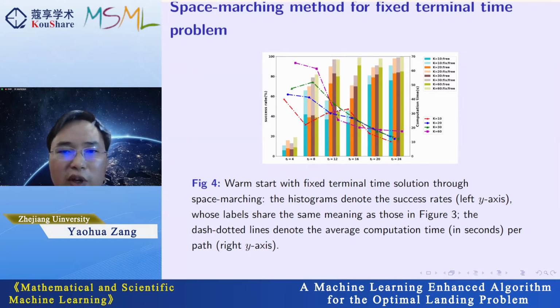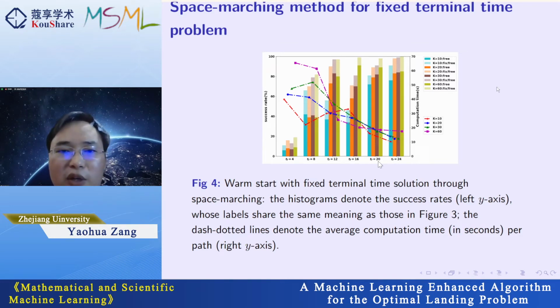From this figure, we can see much information. The first information is that with algorithm 2, the success rate of solving the free terminal time problem and the fixed terminal time problems is improved significantly, which shows the efficiency of algorithm 2. The second information we can see from this figure is that if the space matching step capital K equals 60, and the initial guess of the optimal landing time TF star is chosen as 20, we get relatively the best performance.